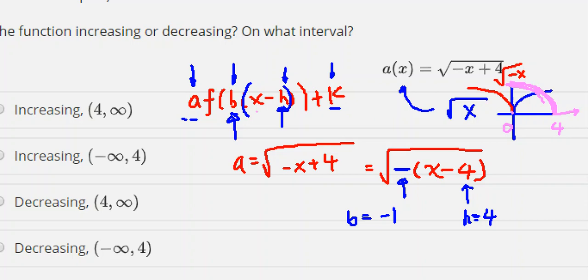Which is a good exercise for you to identify a, b, h, k here. Of course, in our example, the a is actually just 1. There's no vertical scaling, and there's no vertical shift.